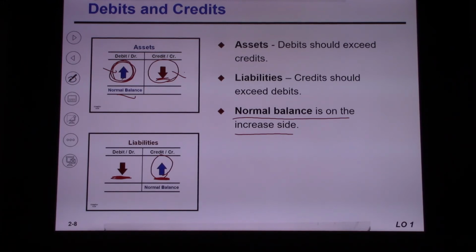Why did we say that the normal balance will be on the credit side for liabilities? Again, because I have stated that the normal balance is on the increase side. And in case of liabilities, the increase side is the credit side, so the normal balance is here. While in case of assets, the increase side is the debit side, so the normal balance will be here. And it will take you a short while to become accustomed to using the terms debit and credit. But with practice, you will master the concept easily.